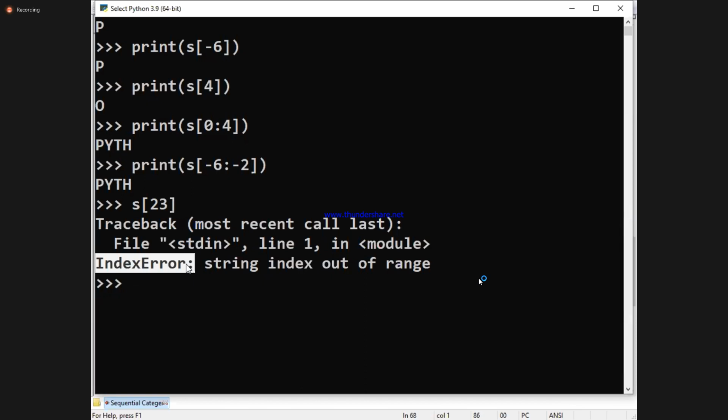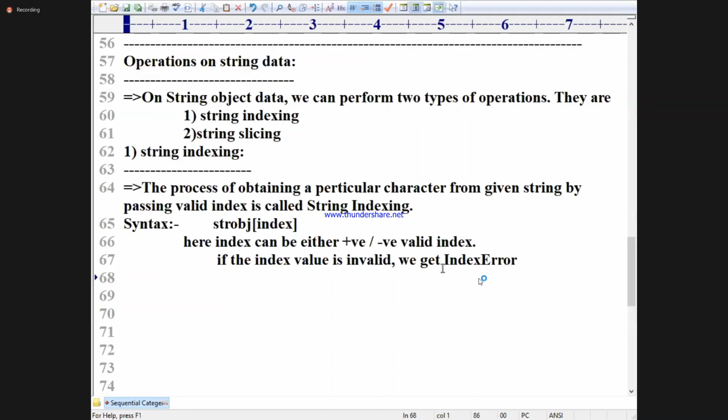How much memory is there? We just want to check it out. Okay, done. What is that error? Index error. Now I want to give you one small diagram.